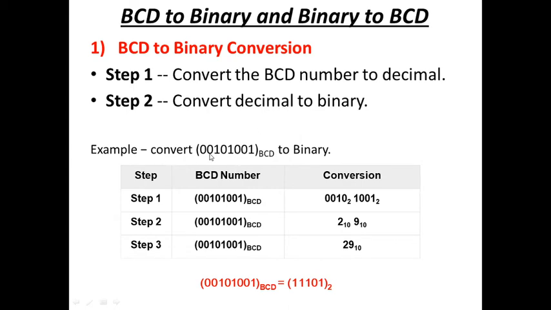Convert 00101001, with subscript BCD. This is not a plain binary number. It is a binary coded decimal number, meaning it is coded, and it is not a straight binary. You have to convert this BCD number to a straight binary number. So you take the BCD number and first convert it into a decimal number.